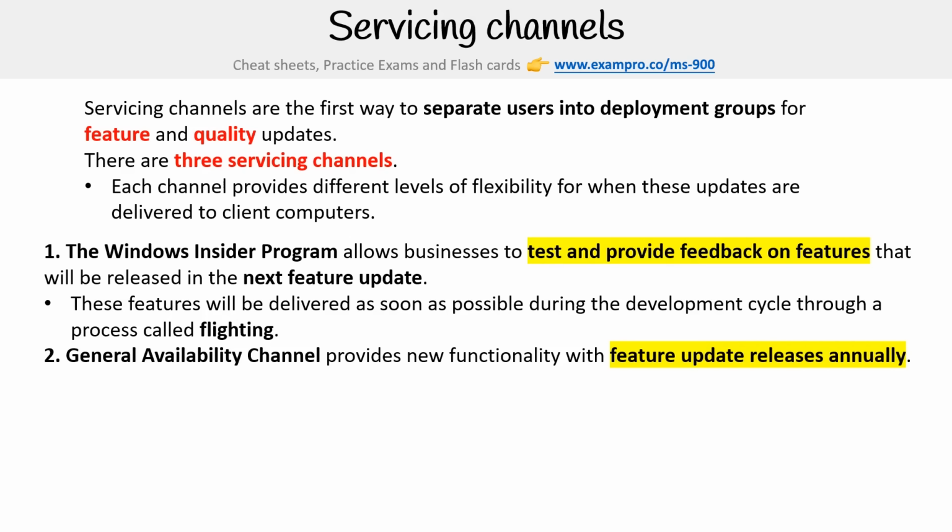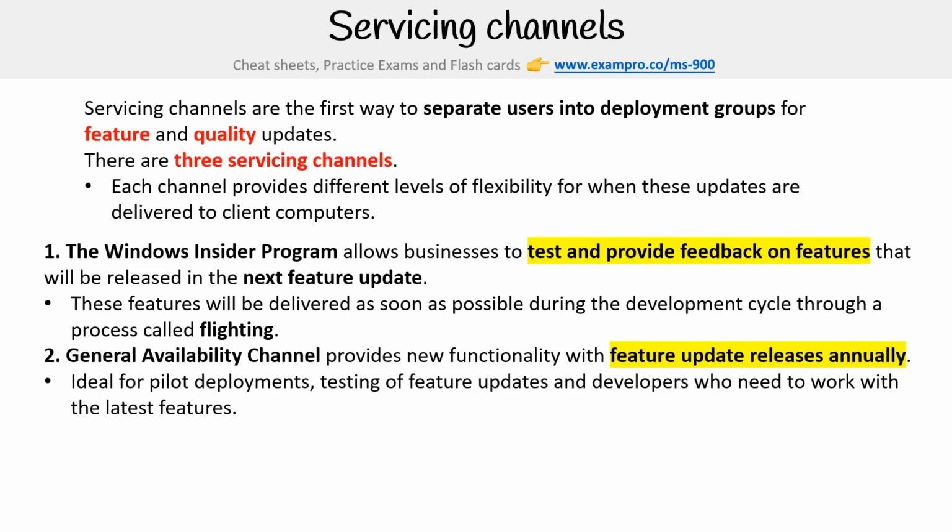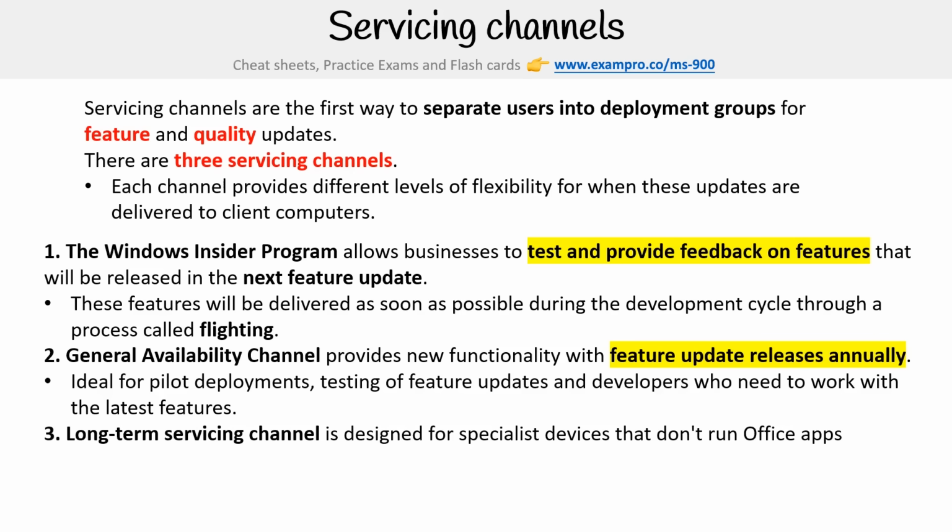The General Availability channel provides new functionality with feature update releases annually. This model is ideal for pilot deployments, testing of feature updates, and users such as developers who need to work with the latest features. The last servicing channel is the long-term servicing channel, which is designed for specialist devices that don't run Office apps like medical equipment or ATMs. This channel receives new features every 2 or 3 years. So that's the servicing channels.